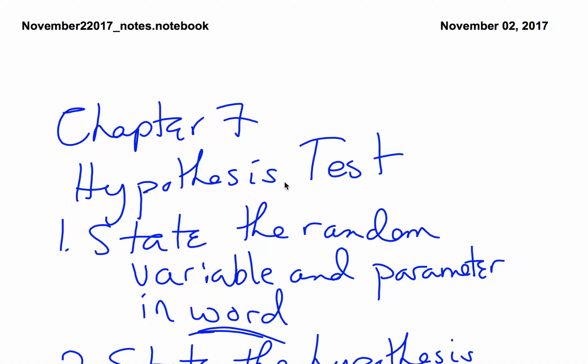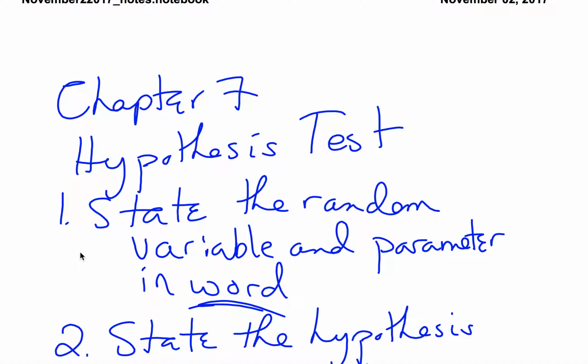This is just an overview of what hypothesis testing is. There are 6 steps to every hypothesis test, and if you just follow those 6 steps, you can always do a hypothesis test. The first step of every hypothesis test is to state the random variable. Remember, that's what you measure, and the parameter in words.